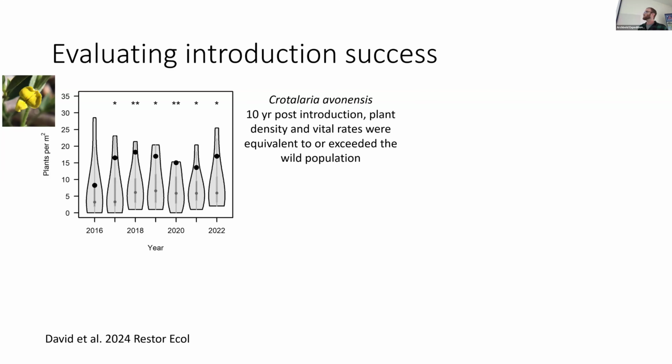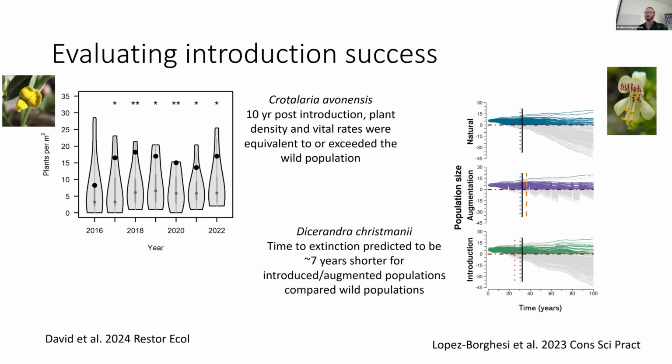The introduced population is the big black dots, and then the gray bars are the distribution of the wild sites. And so you can see that beginning around 2017, 2018, the vital rates were essentially equivalent to or exceeded the wild population. And this is one of the ways that we can tell that our introductions are actually succeeding.